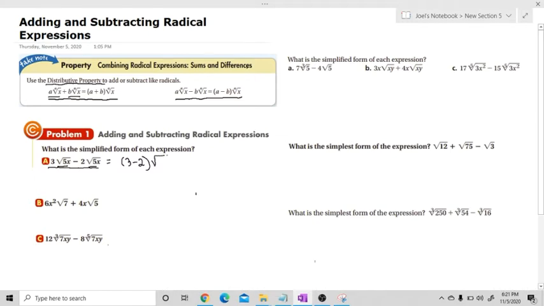times square root of 5x. 3 minus 2 is equal to 1. Then, copy square root of 5x. Since 1 siya, hindi na natin kailangan ilagay pa yung 1. It will be square root of 5x.